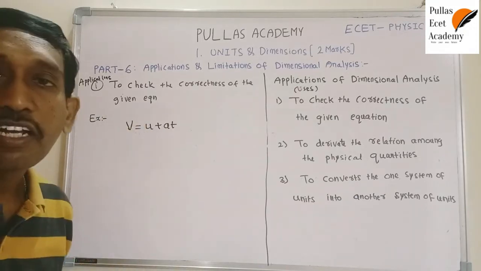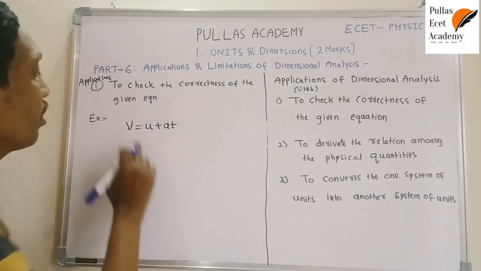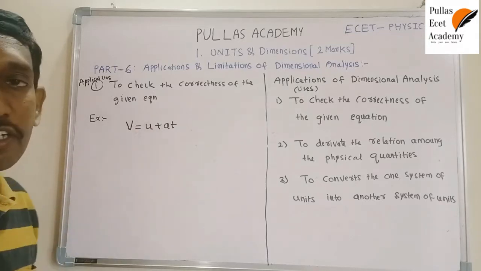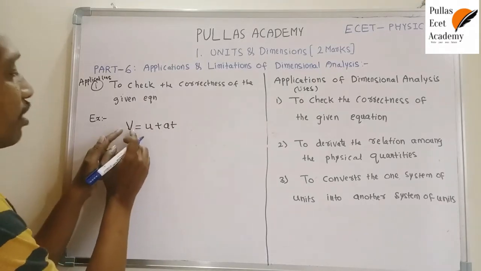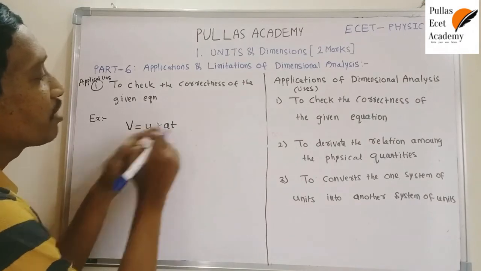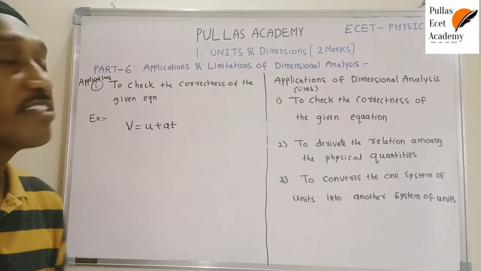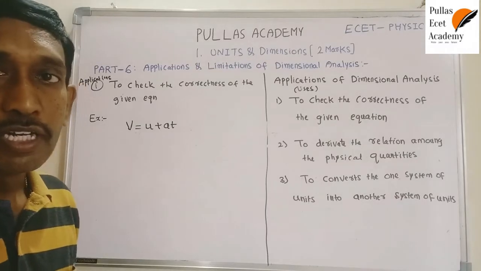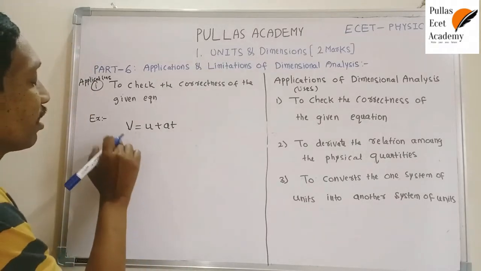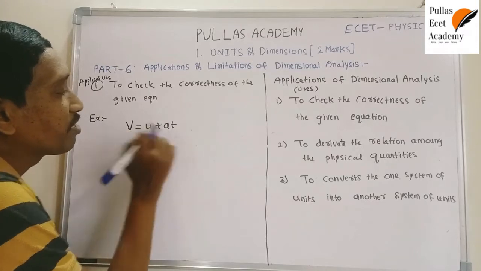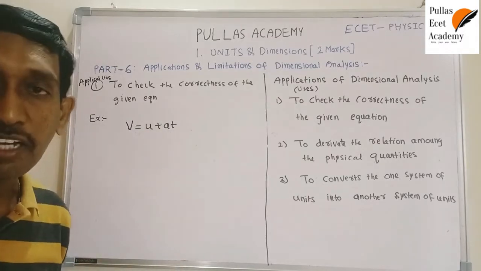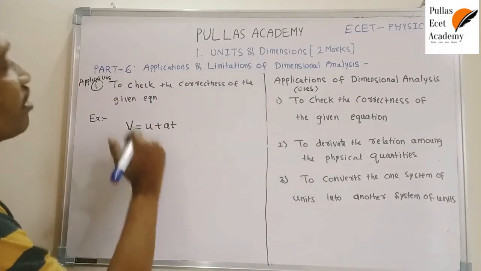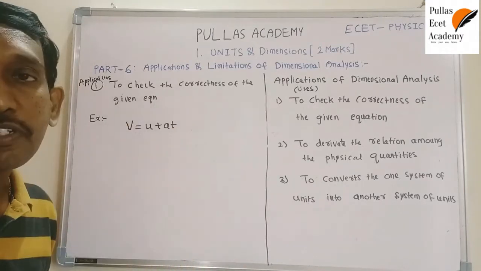Is this dimensionally correct or not? How can we understand? Here we have equality and addition. If the dimensional formula of V, the dimensional formula of U, and the dimensional formula of AT are similar, then it is dimensionally correct. How do we understand this? By application of the principle of homogeneity. Based on the principle of homogeneity, if the dimensional formulas of V, U and AT are similar, then it is dimensionally correct. This is the procedure to check the correctness of the given equation. Very simple. From this example, you can very easily understand the application of dimensional analysis.